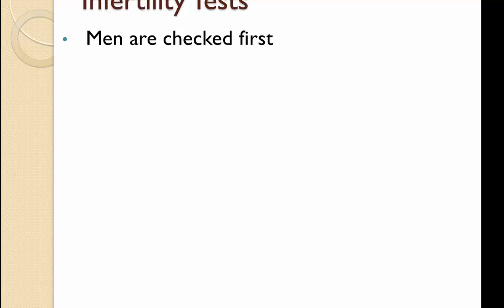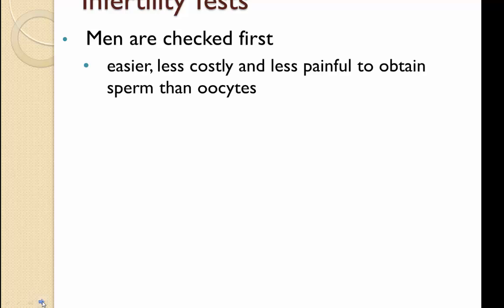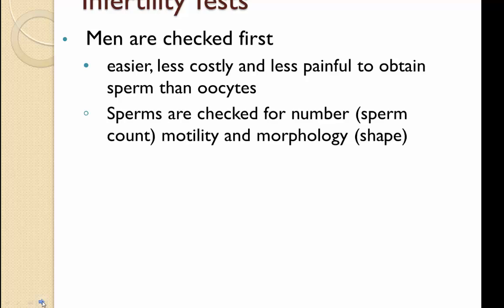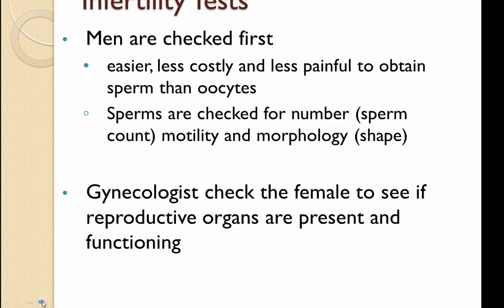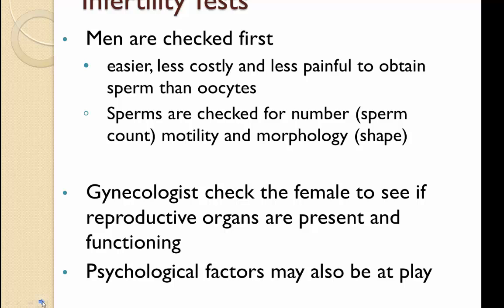There are infertility tests, and so usually men are checked first because theirs is the easiest to fix if there is a problem. And it's less costly. Sperm is checked for number, motility, and their shape. And then a gynecologist is used to check the female, because then we want to look at the reproductive organs to see if they're all present and what their functional status is. And also in this process, it's a good idea to look at psychological factors such as stress, worry, overwork, those types of things that could be impeding fertility.